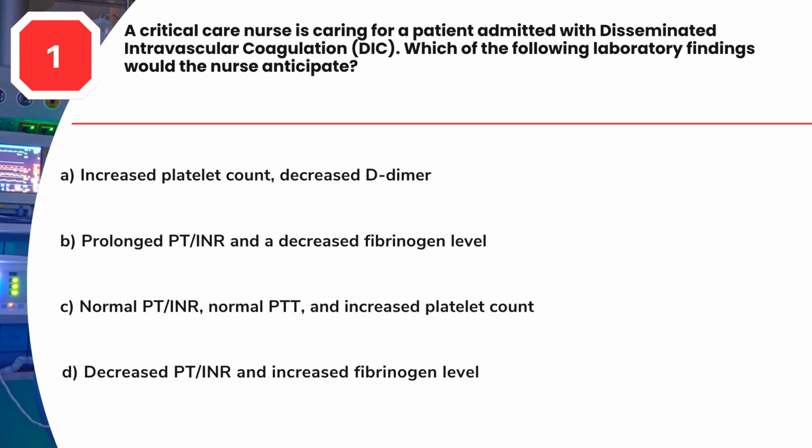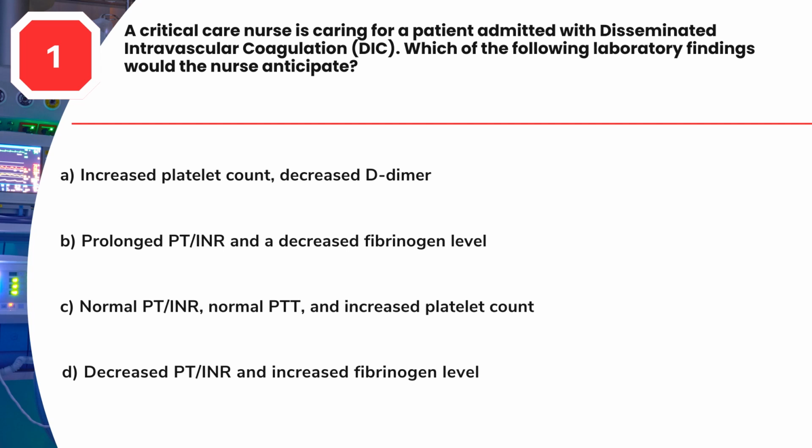Question 1. A critical care nurse is caring for a patient admitted with disseminated intravascular coagulation, DIC. Which of the following laboratory findings would the nurse anticipate? A. Increased platelet count, decreased D-dimer. B. Prolonged PT/INR and a decreased fibrinogen level.